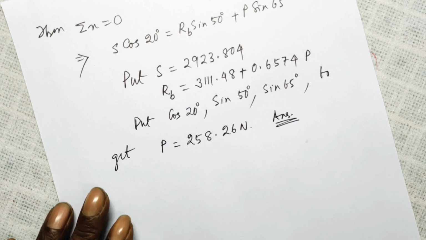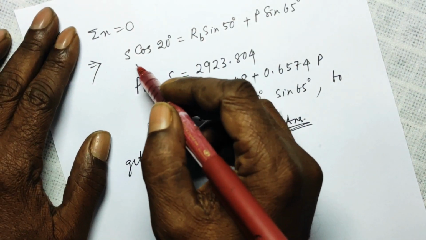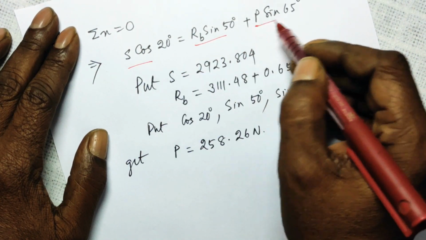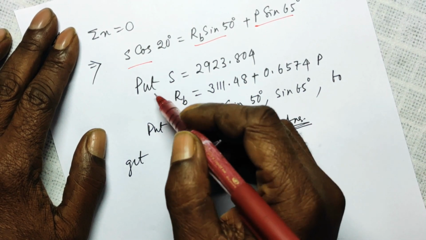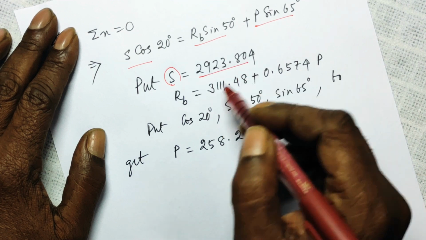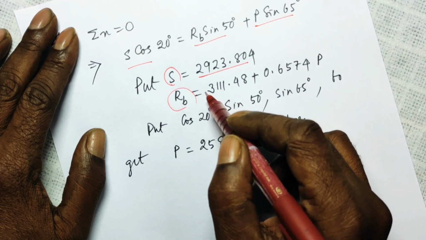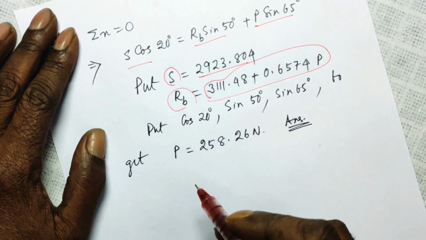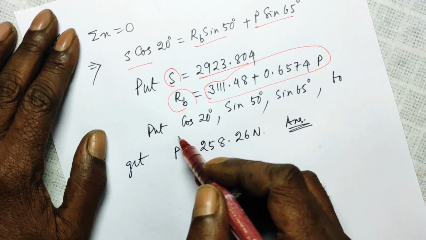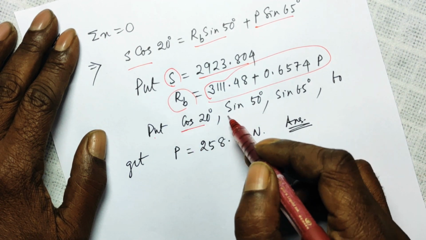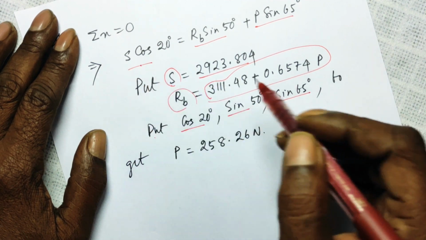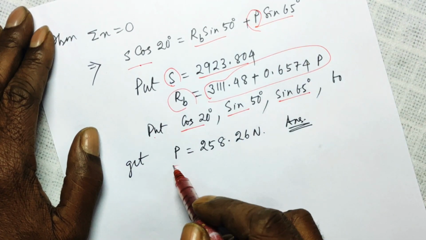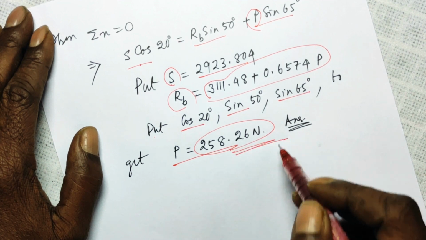Now, sigma x equal to 0. S cos 20 is equal to RB sin 50 plus P times this. So put S as this much, RB as this much, which we calculated on the previous page, and put cos 20, sin 50, sin 65 from here to find the value of P as 258.26 Newton.